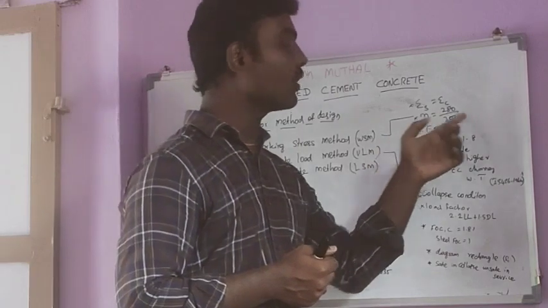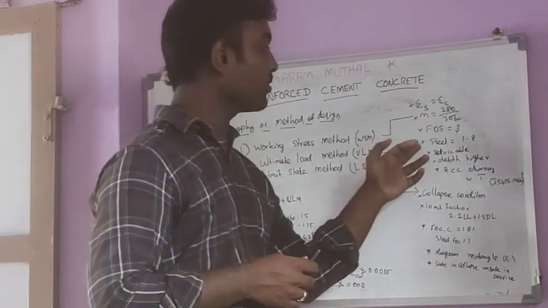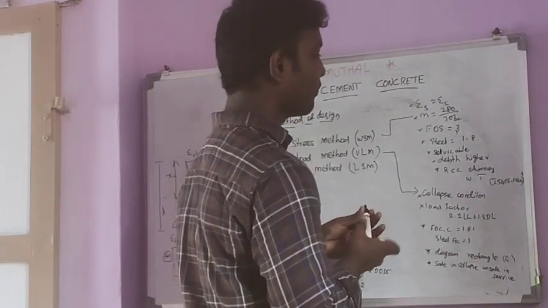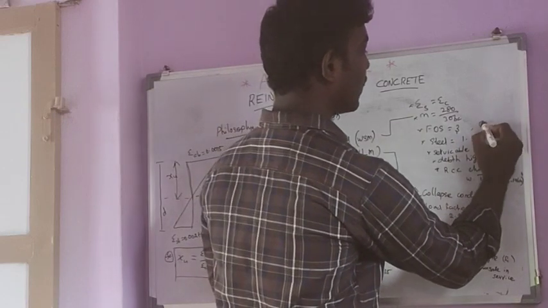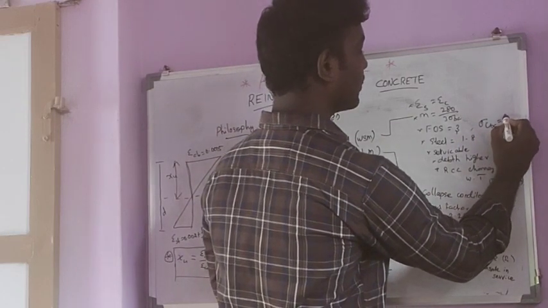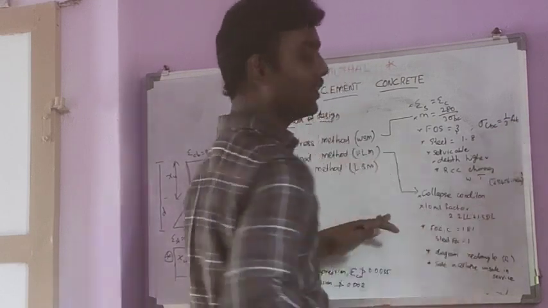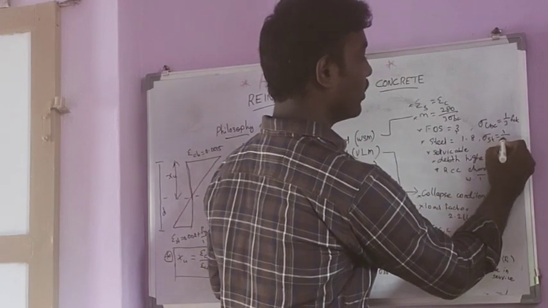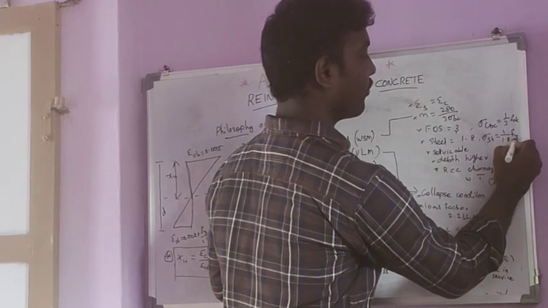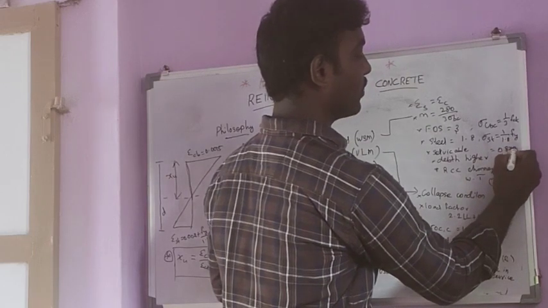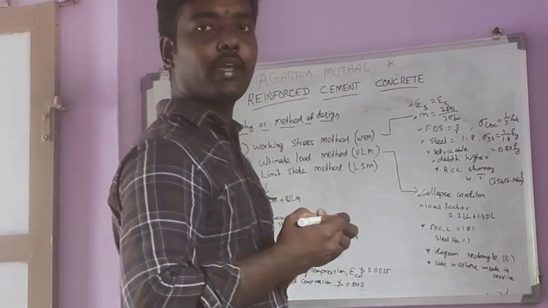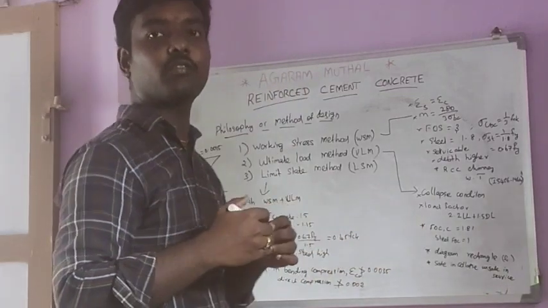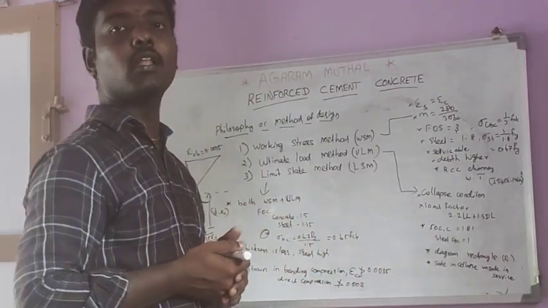So here for concrete the factor of safety is 3, for steel the factor of safety becomes 1.8, hence our FCK becomes, that's why our sigma CBC is called as 1 by third of FCK. So here the same, sigma ST equals 1 divided by 1.8 of Fy. So this becomes 0.87 times of Fy, 0.87 times of Fy, which we saw in the table.